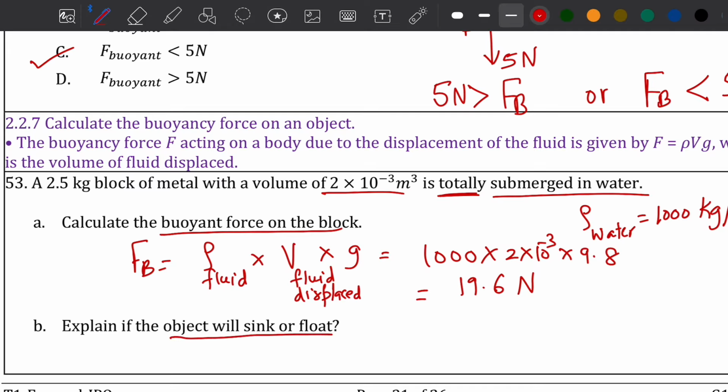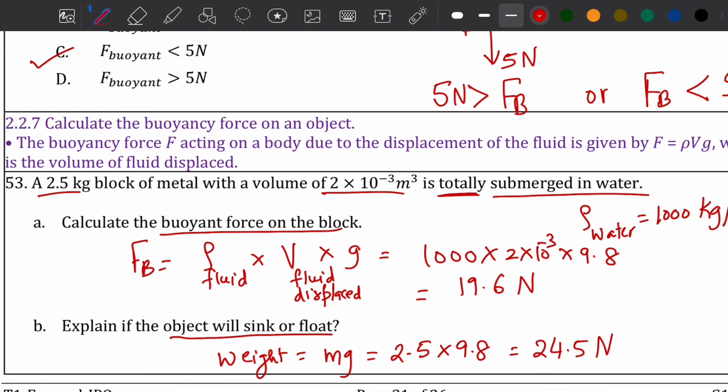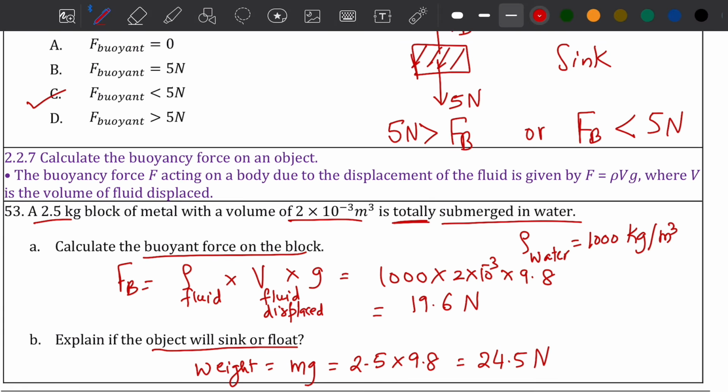Explain if the object will sink or float. So we need to know what's the weight of the object. We can calculate by mg. They said that the m is 2.5, so 2.5 times 9.8. I'm just going to calculate that. 2.5 times 9.8 gives me 24.5 Newton. And I can see FB from my previous answer is 19.6. So weight is greater than FB. That means it's going to sink.